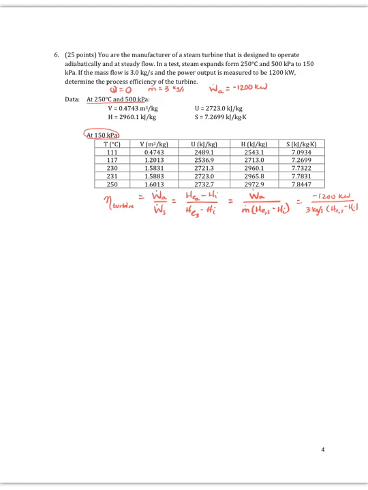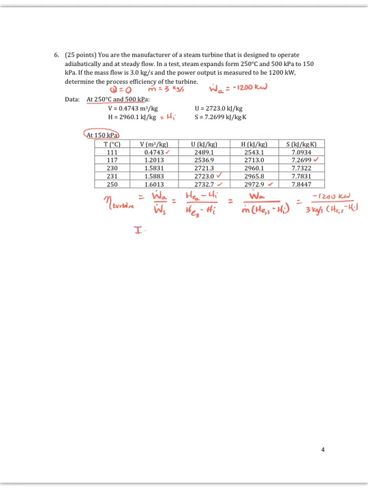But this is volume of 0.4743, H of 2960.1, so this is my H in. U and S is 7.27 kilojoules per kilogram Kelvin. And then I have some choices here. And if you look at them, one has a delta V of 0. One of them has a delta U of 0. One of them has a delta H of 0. Excuse me, I marked the wrong one there. Okay. And then we have one that has a delta S of 0.